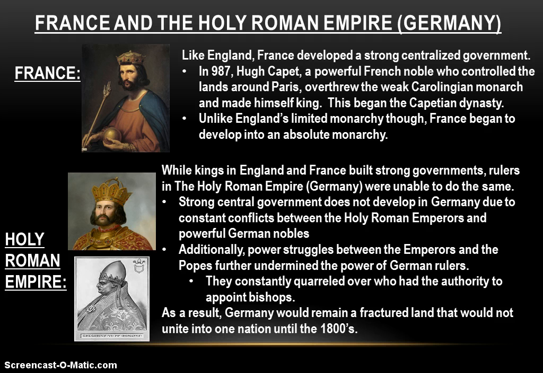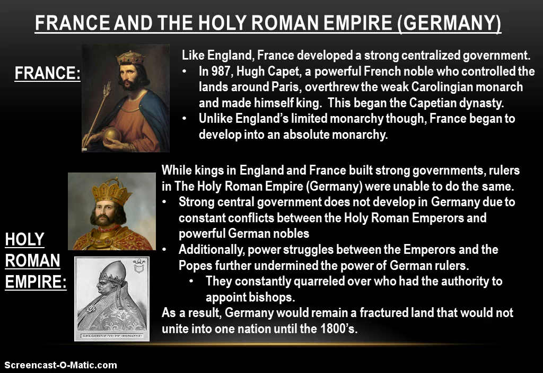So, like England, France is developing a strong centralized government. In 987, a powerful French noble by the name of Hugh Capet, who controls the land around the city of Paris, he overthrows the weak Carolingian monarch, makes himself king. This begins a new dynasty in France, the Capetian dynasty. Unlike England's limited monarchy, though, France is going to develop into an absolute monarchy where their kings are all powerful and can do whatever they want.